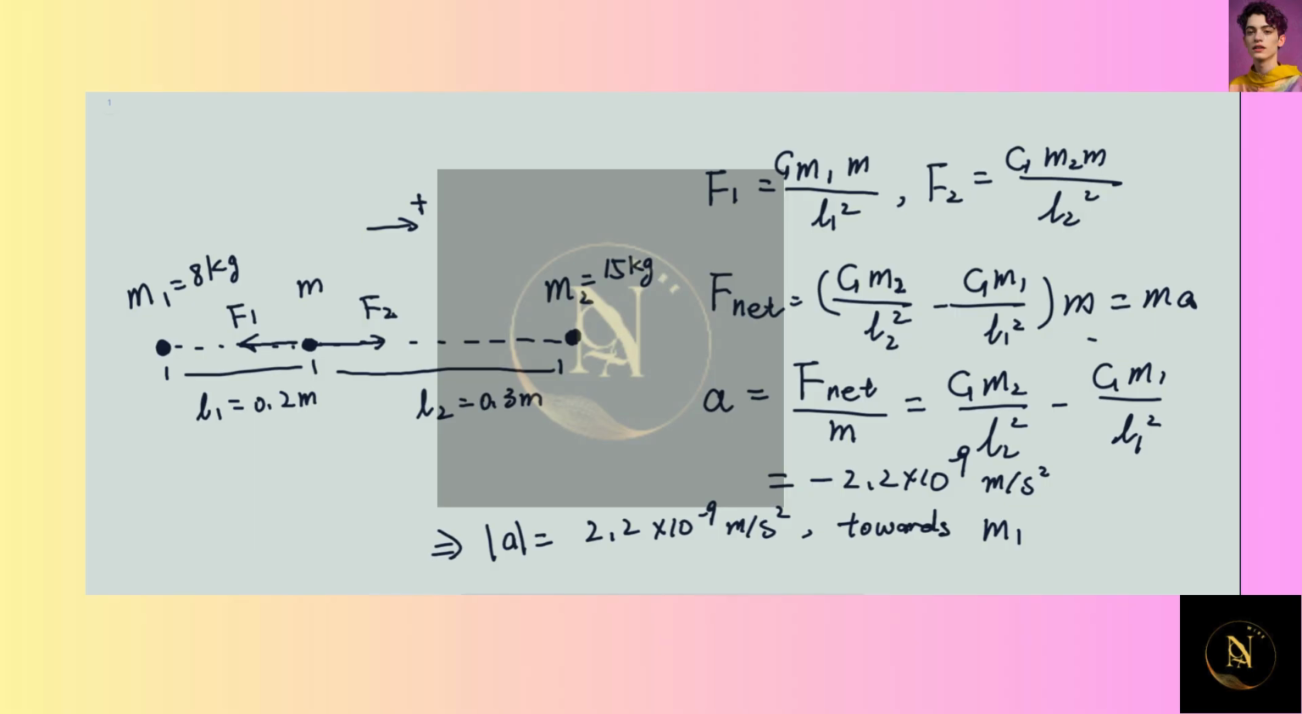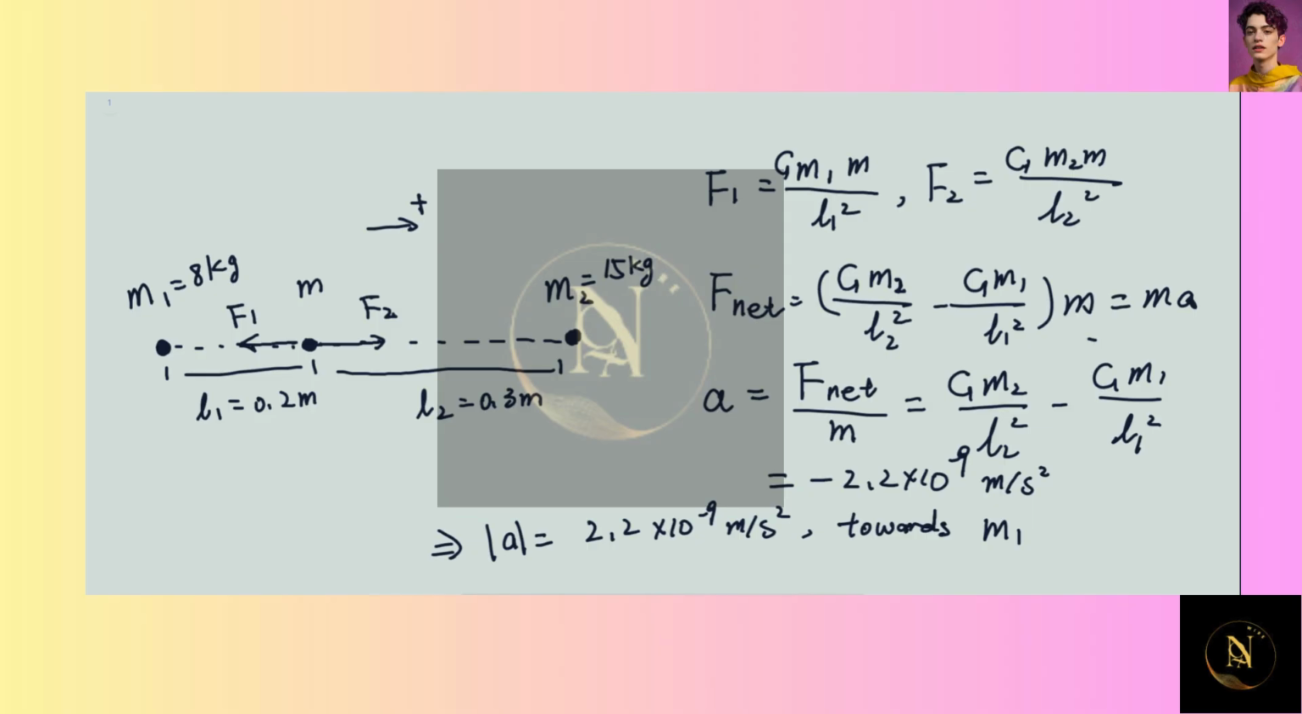And we know the constant value G, we know the masses of M1 and M2, and we know the distances between these two points and these two points here. We'll plug in the numbers. Okay, the final answer is that a is equal to negative 2.2 times 10 to the negative 9 meters per second squared.